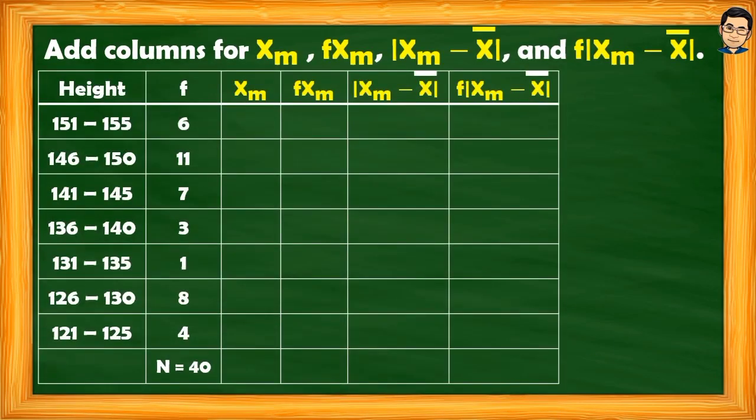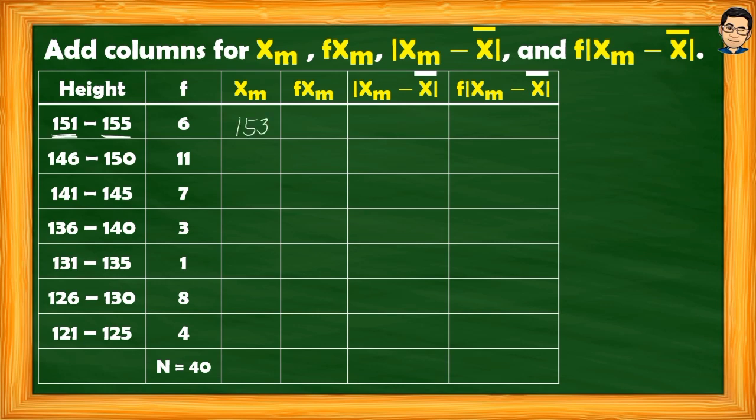Now, let's add 4 columns, because that is what we need. Then we fill out the first 2 columns we added: the class mark, and the product of frequency and class mark. For x sub m, what we call the midpoint or class mark, we just add 151, the lowest, and 155, then divide the sum by 2. So, 151 plus 155 is 306, and divided by 2 is 153.